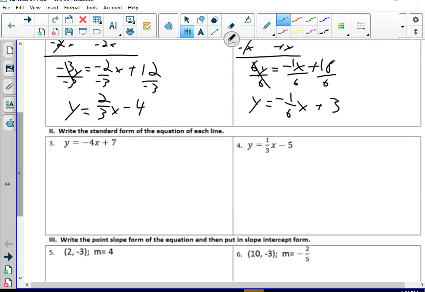Standard form just means go backwards. In other words, I want all my letters on the left side and numbers on the right side. So, knowing that, what am I going to move? The negative 4x. I'm going to do that by adding 4x. 4x plus y equals 7. I'm done. X and y are on the left side. I don't have a fraction or a negative number in front of the x. I'm good to go.